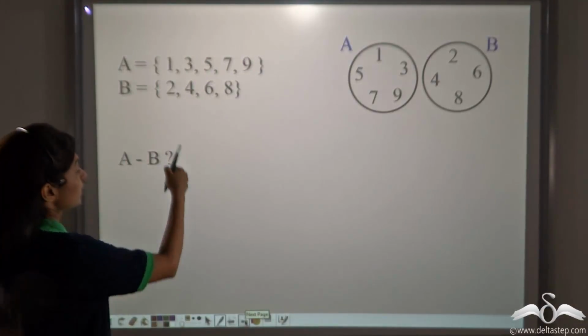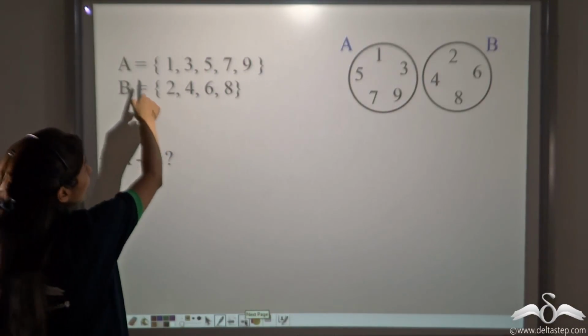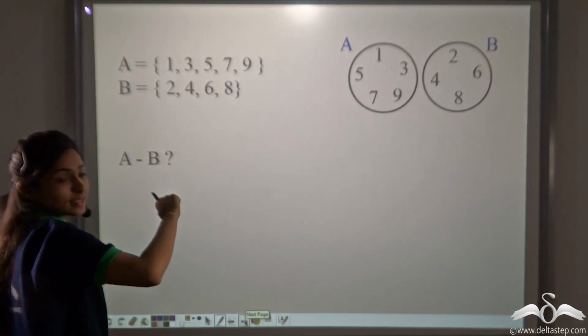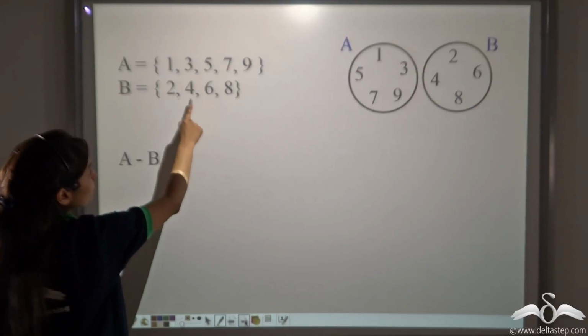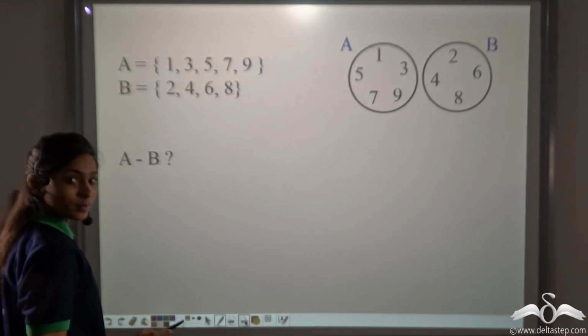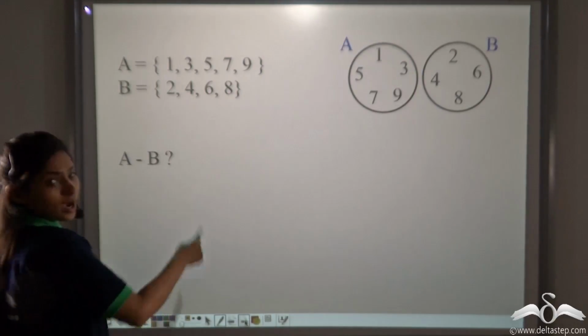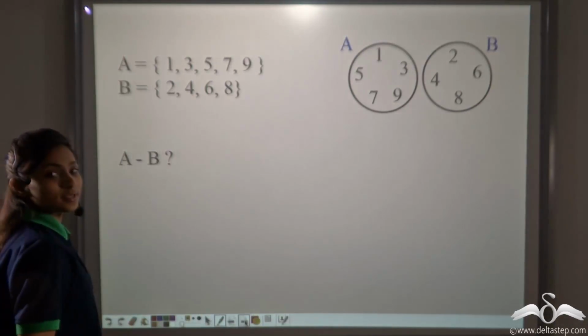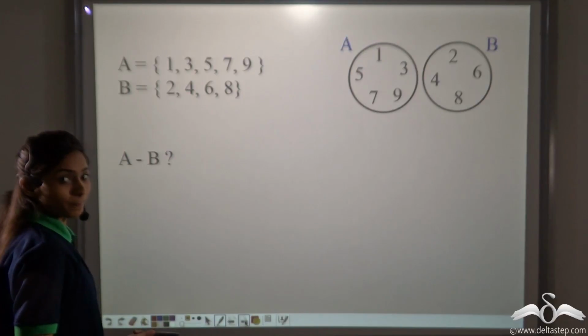Now look at this. Here we can see that A has the elements 1, 3, 5, 7, 9, that is the odd numbers less than 10, and B is 2, 4, 6 and 8, that is even numbers less than 10. So both are disjoint sets. Now can you find out A minus B? Do it.